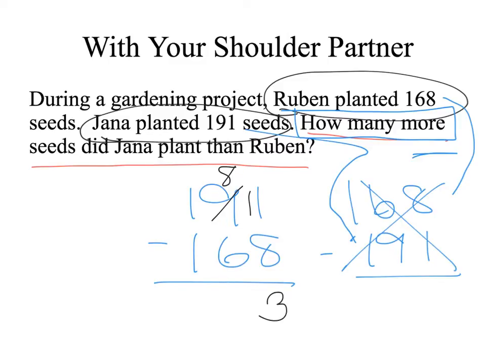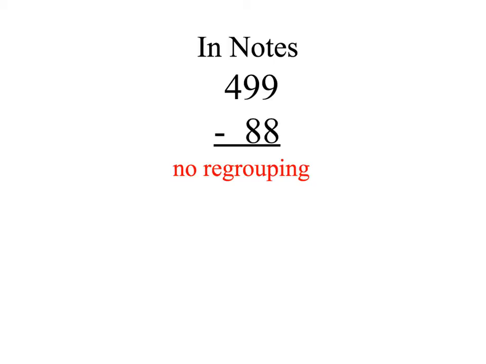Then I have 8, and I need to take away 6. Well, 8 minus 6 is going to give me 2. Now we move to the hundreds place. Well, the hundreds is 1 minus 1. Well, that's 0. We don't need to put the 0 here because we just know that the answer is going to be 23. In your notes, let's solve this problem together.